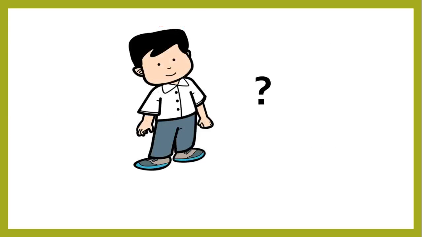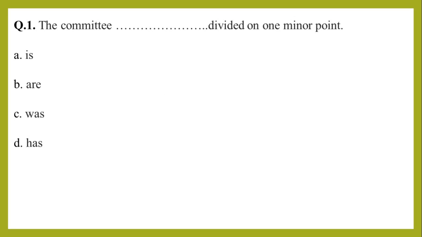Let us see what we have learned. Question number first. The committee dash divided on one minor point. Choose the correct option and fill in the blanks. The options are: are, was, has. The correct option is "are".